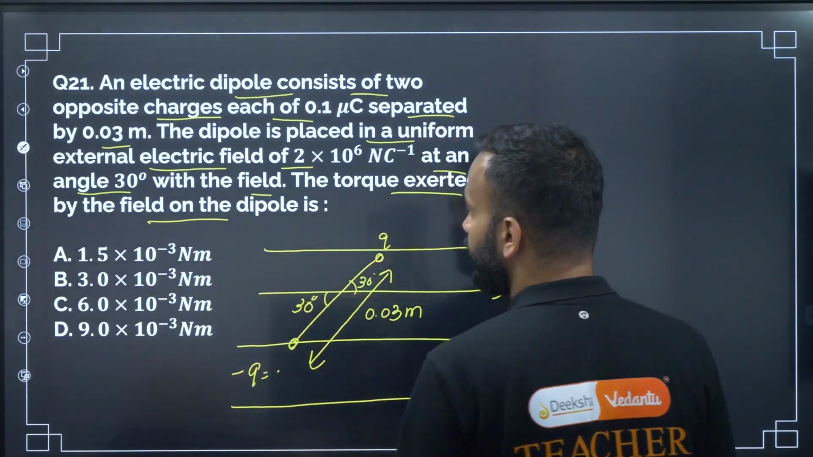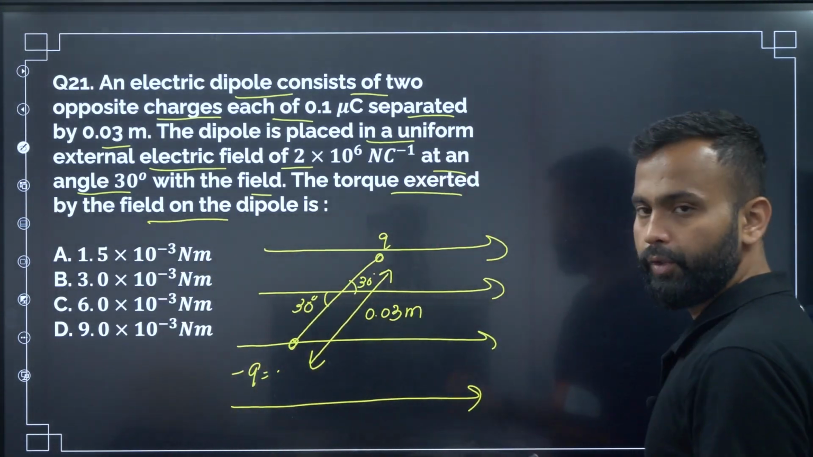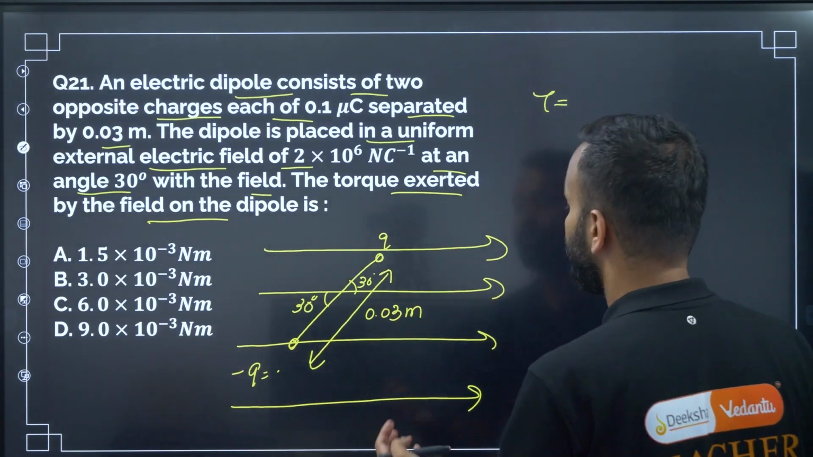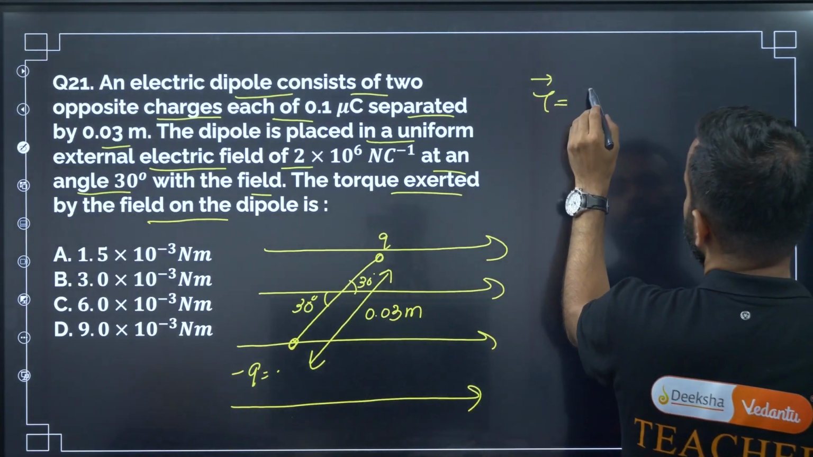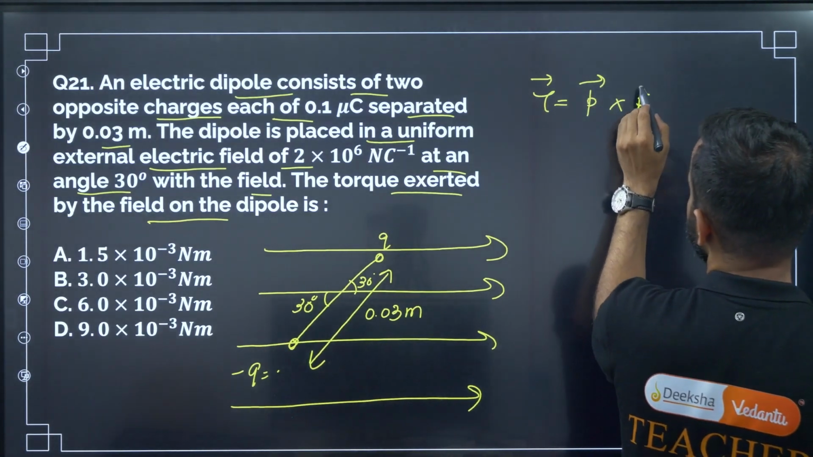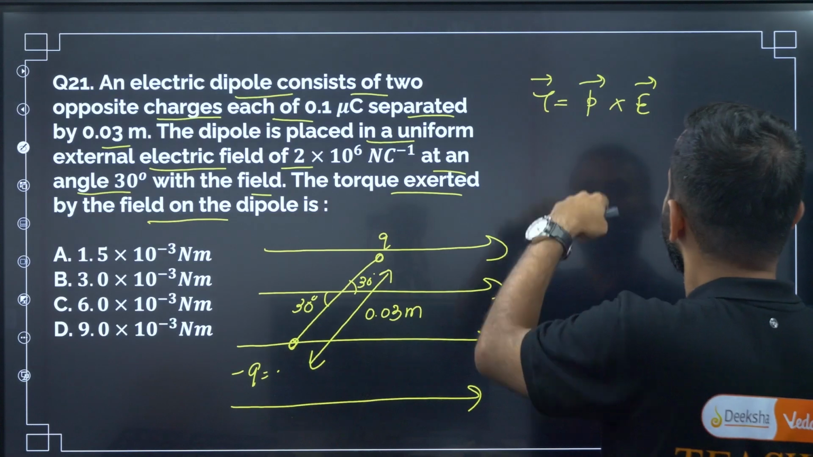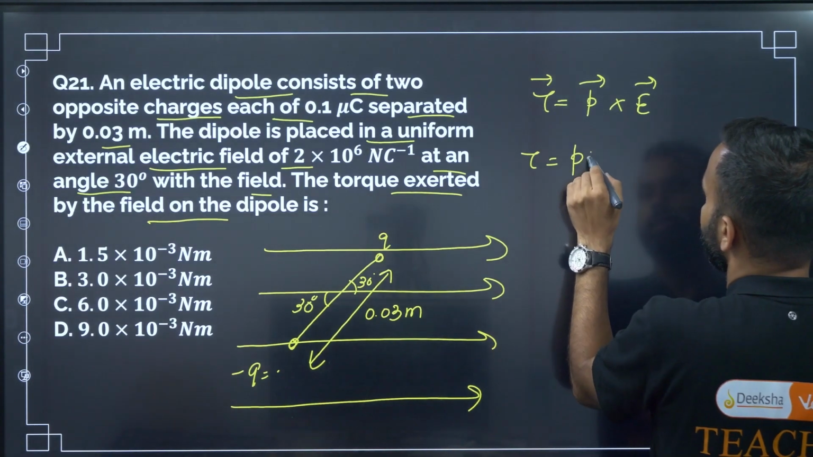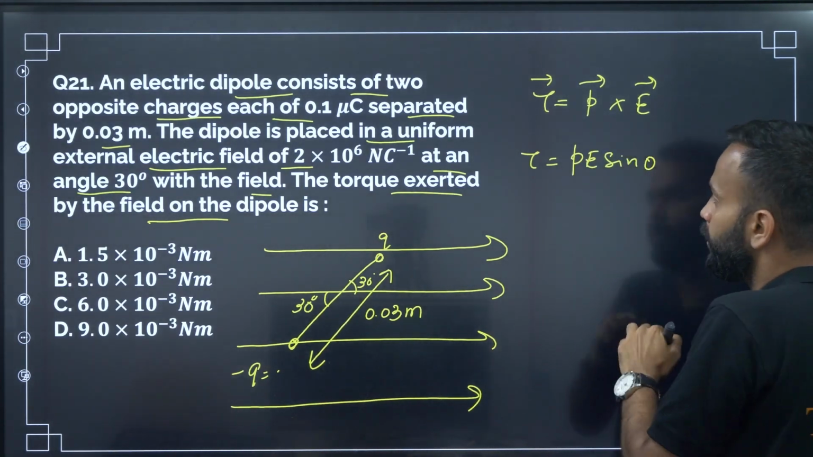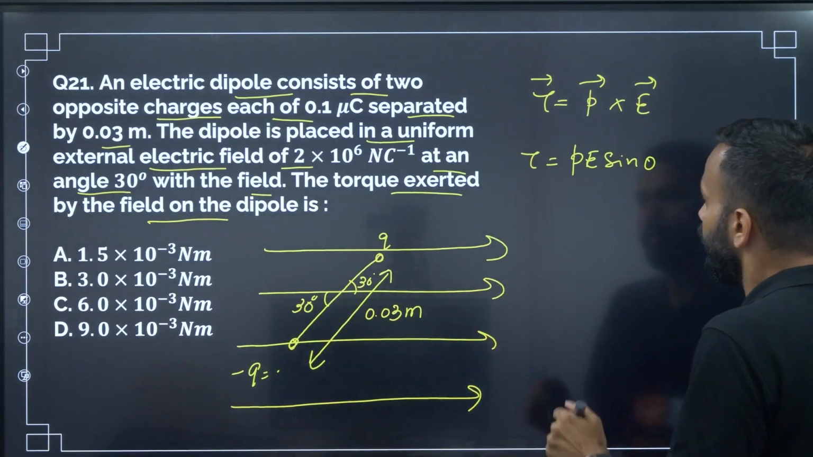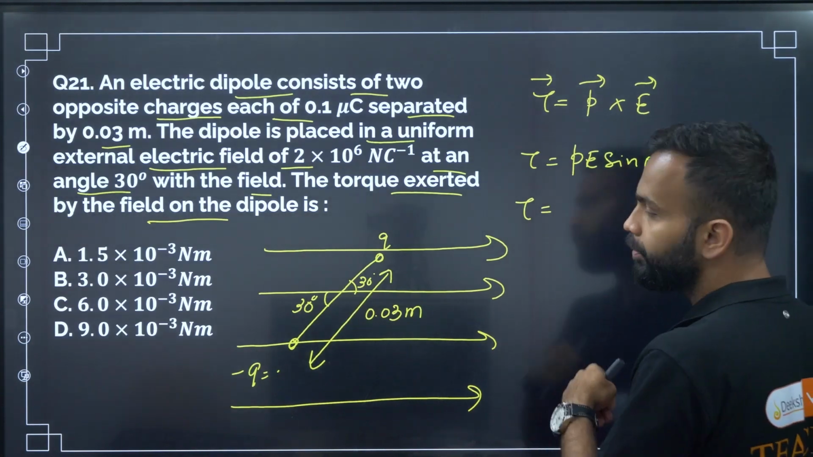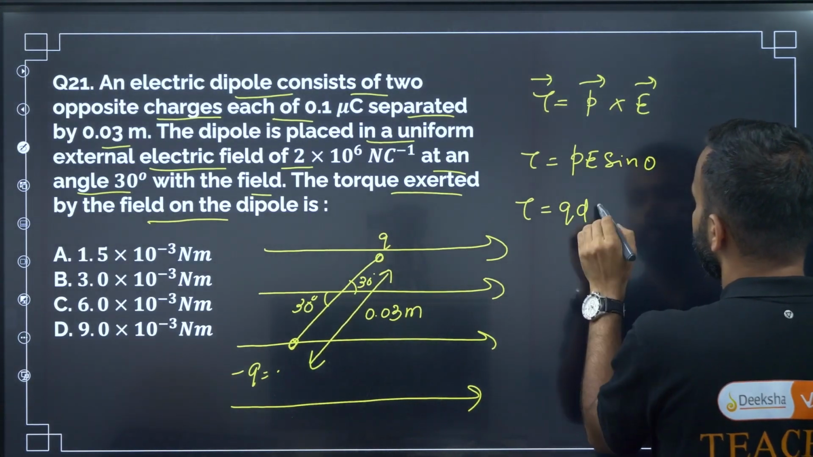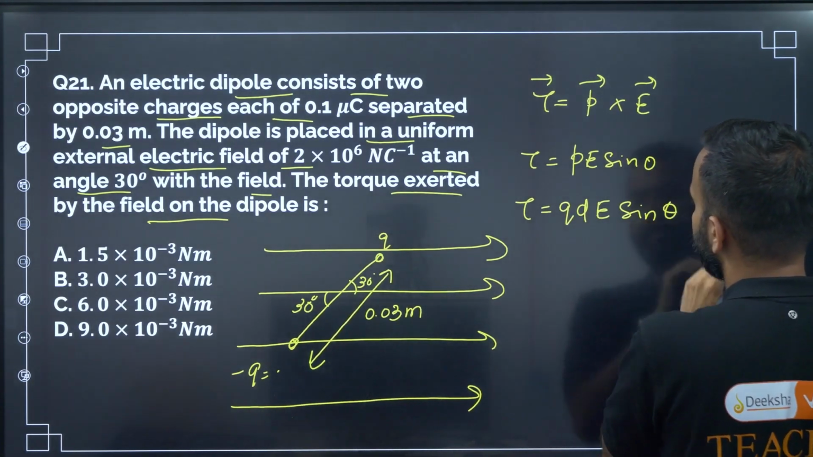The torque exerted by the field on the dipole, we know the formula. The torque exerted on the dipole when placed in a uniform electric field is P cross E. Torque vector equals dipole moment vector P cross electric field vector E. In magnitude, tau equals P E sin theta, where theta is the angle between the electric field and the dipole. The dipole moment P is Q into D, so tau equals Q D E sin theta.